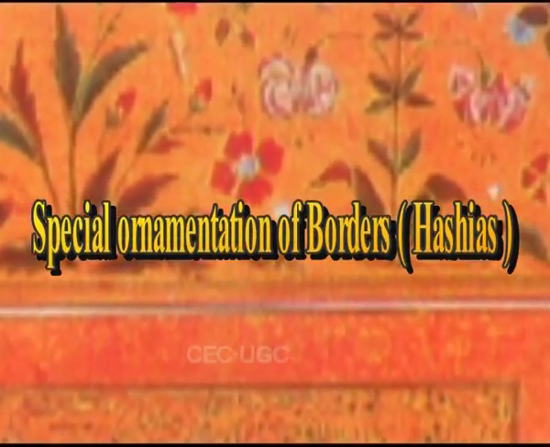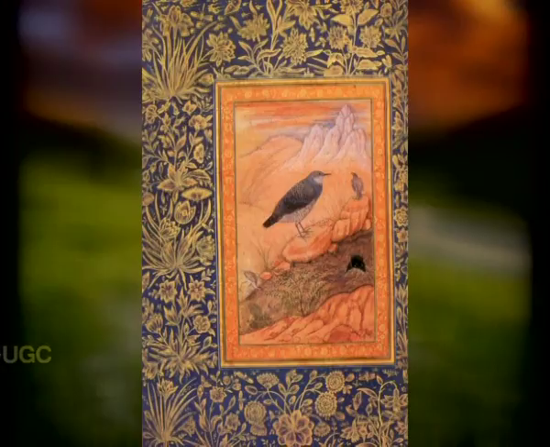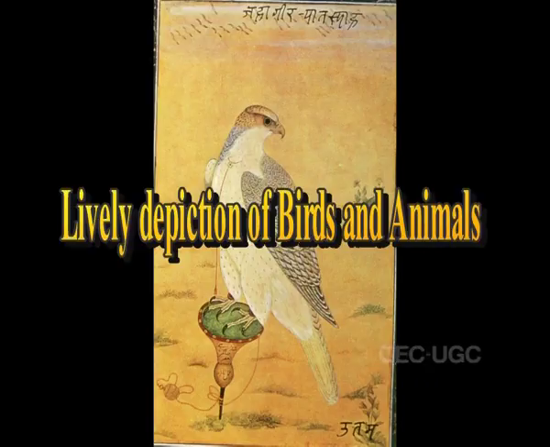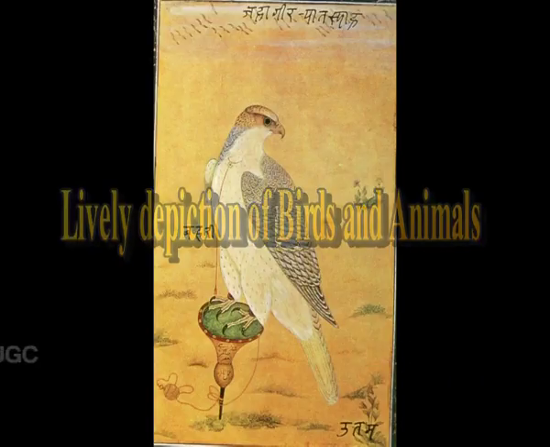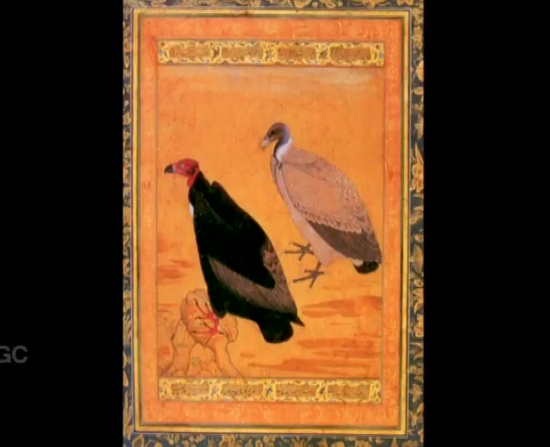Special ornamentation of the borders or hashias. There is an effect of Iranian art on the Mughal miniatures in the ornamentation of borders by creepers, bushes and shrubs around every painting. Lively depiction of birds and animals. A very prominent characteristic of Mughal painting is the depiction of birds, animals and trees, as the Mughals from the very beginning were very fond of beautiful birds and animals.